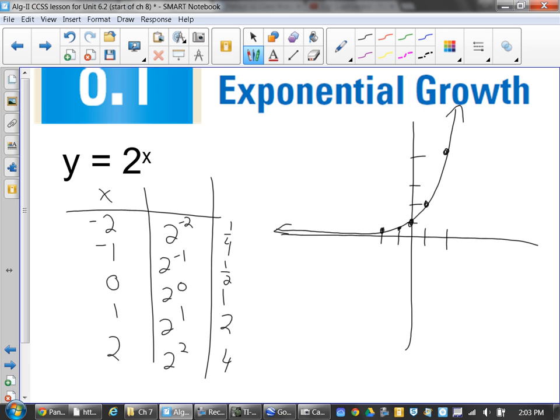Yes, ma'am? How can you have a 0 power? Anything and everything to the 0 power is always 1. 0 to the power of 0 is 1. Yep. Anything. Potato to the 0 power is 1.